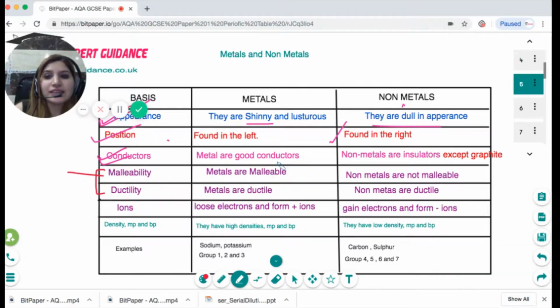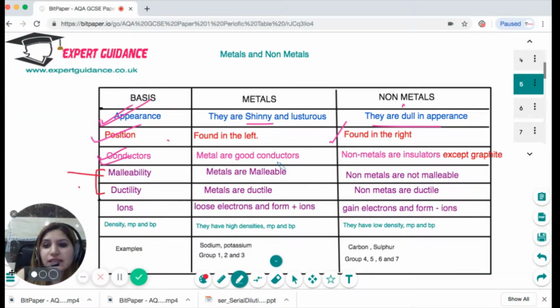Now, the density of the metals is very high and they also have high melting and boiling points, whereas non-metals have a low density and low melting and boiling points. Examples of metals are sodium and potassium, that is group 1, 2, and 3 elements, and non-metals are carbon and sulfur. So groups 4, 5, 6, 7 are all non-metals.